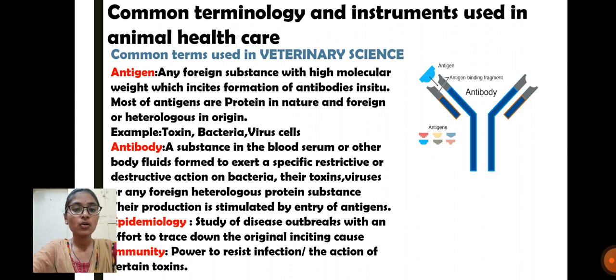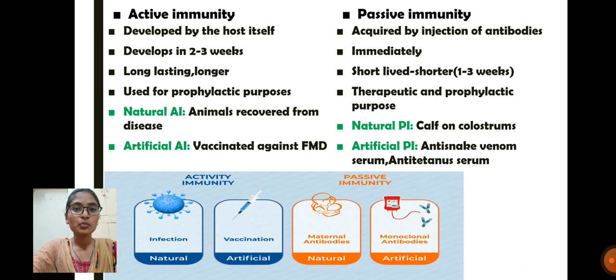Epidemiology: it is a study of disease outbreaks with an effort to trace down the original inciting cause. Immunity: it is the power to resist infection. There are two types of immunity, active immunity and passive immunity. Active immunity is developed in the host itself, and passive immunity is acquired by injection of antibodies. Active immunity develops in 2 to 3 weeks and passive immunity develops immediately. Active immunity lasts for a longer period, passive immunity lasts for a shorter period. Active immunity is used for a prophylactic purpose and passive immunity is used for both therapeutic and prophylactic purposes.